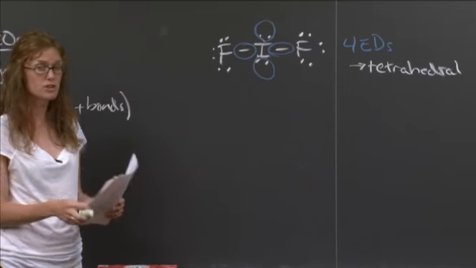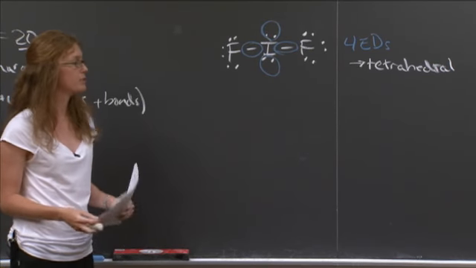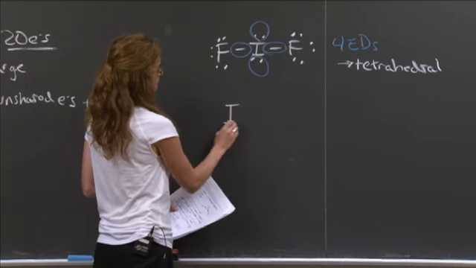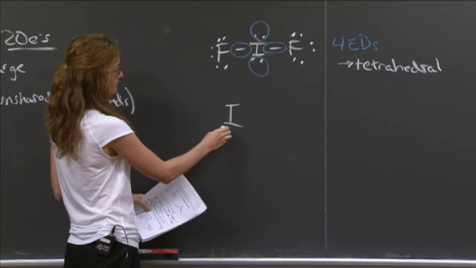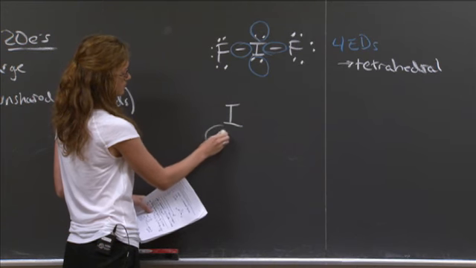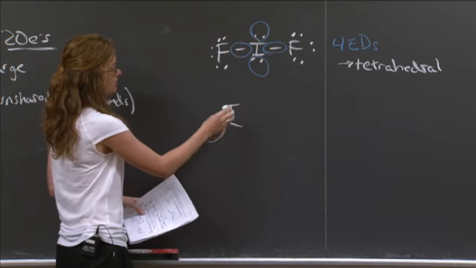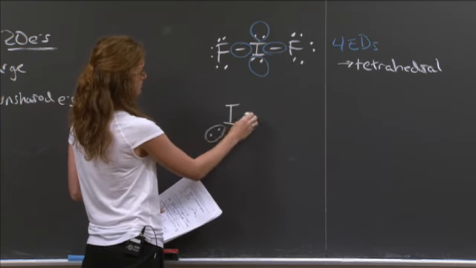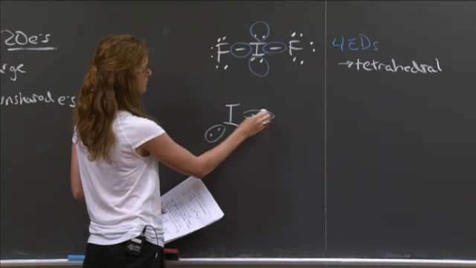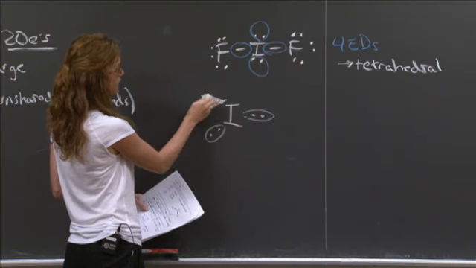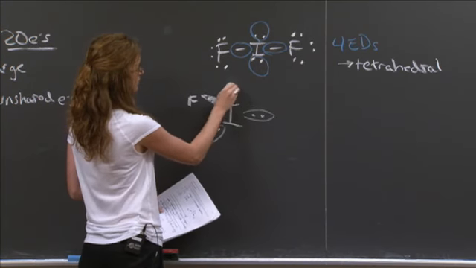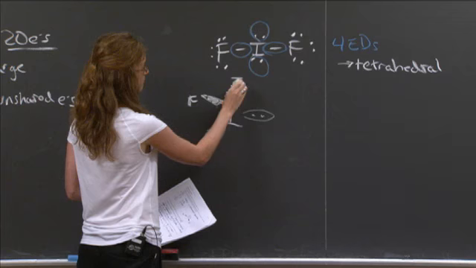Thus, to draw this in a more 3D fashion, we might want to say that one of the electron pairs is here, one of the electron pairs is over here, and then we have a fluorine coming out of the board and a fluorine going into the board. Sorry, it's a fluorine.